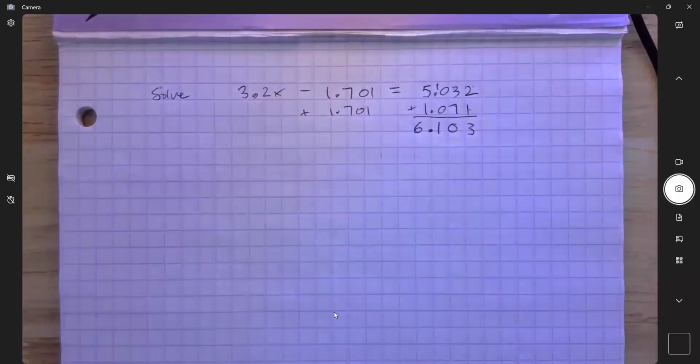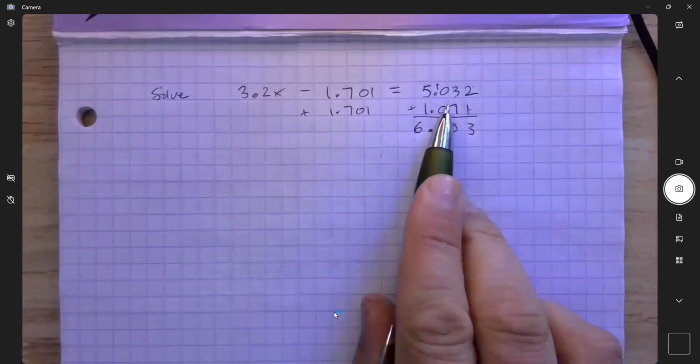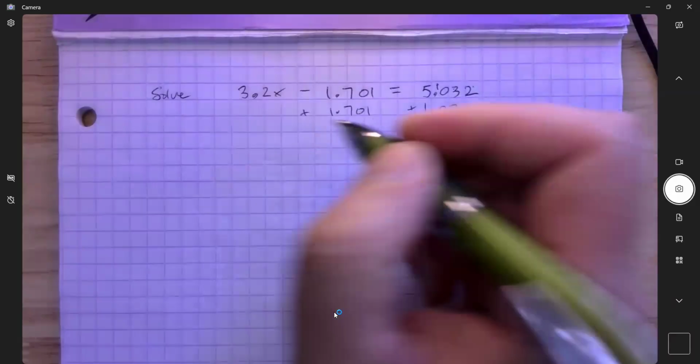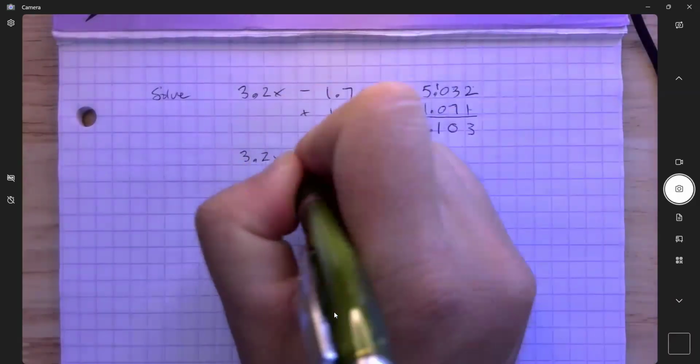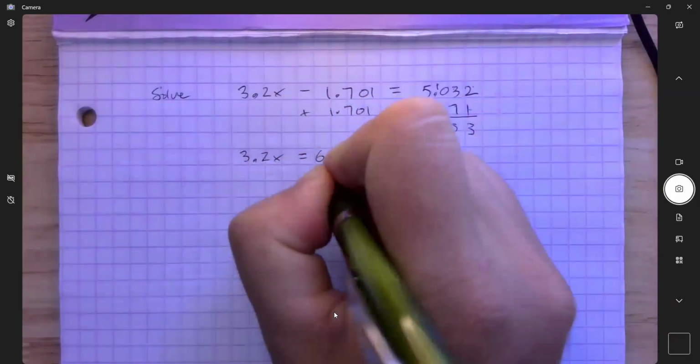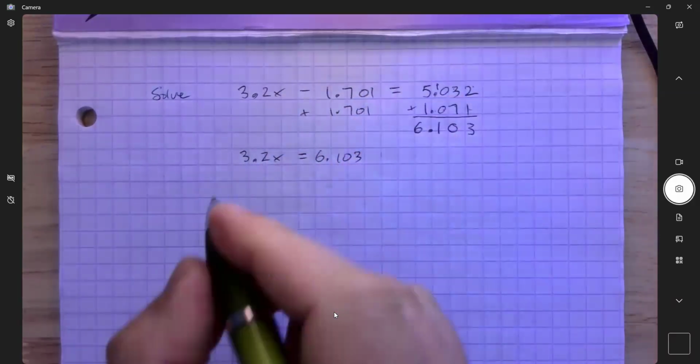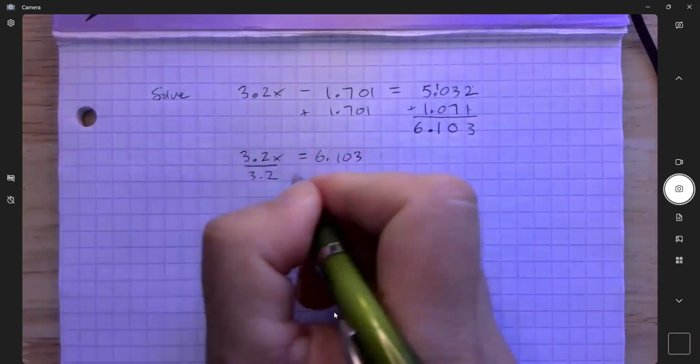So decimal addition works the same as whole number addition, and a decimal will just float down. And so now I have 3.2x equals 6.103. So to isolate x, I'm going to divide both sides by 3.2.